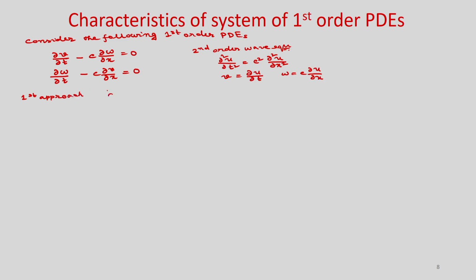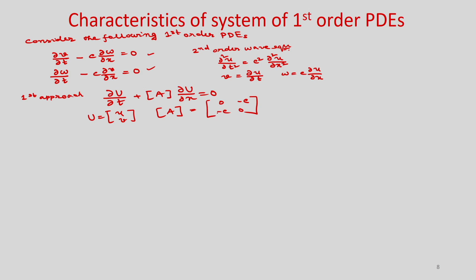So, you have to write this equation in this form: del u by del t plus A del u by del x is equal to 0, where u is the vector (u, v) and A you can find from this set of equations. A will be [0 -c; -c 0]. Okay, so c is the wave speed. Now the eigenvalues you can find.